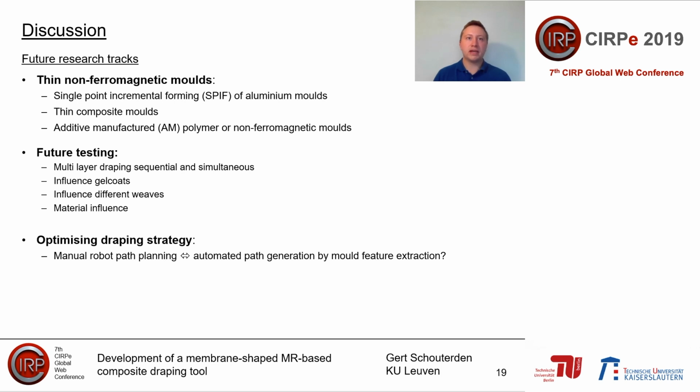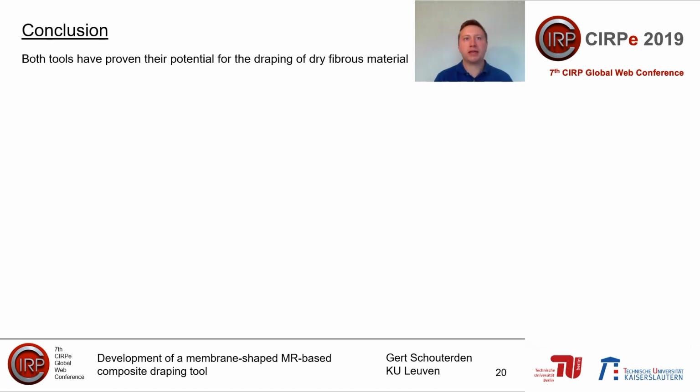Also, we will be looking into the optimization of our draping strategies, so just the manual pad planning of the robot like it is now, or for example, going to automated part generation by, for example, feature extraction from the mold. Overall, we can conclude that both of these tools have proven their potential.